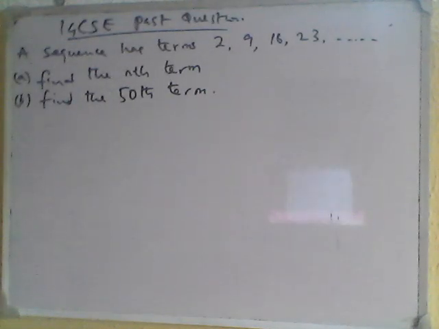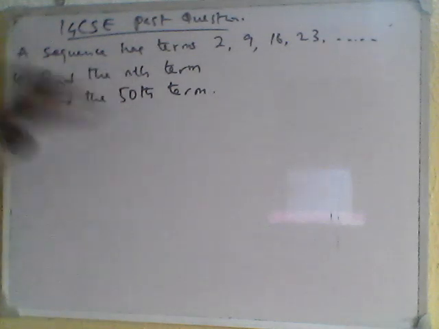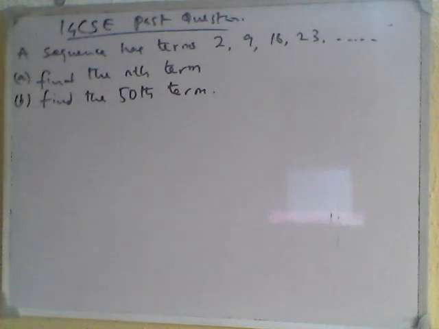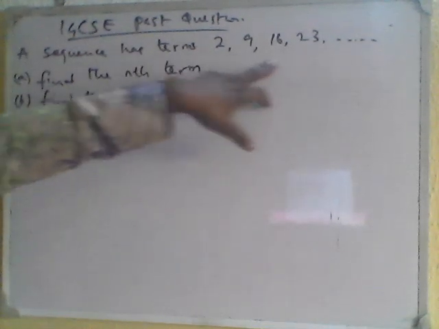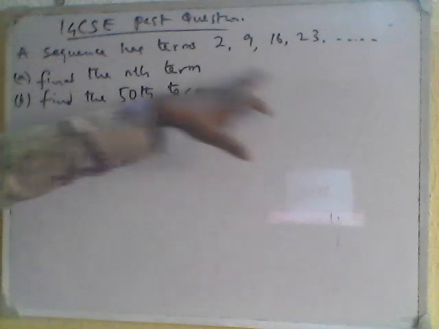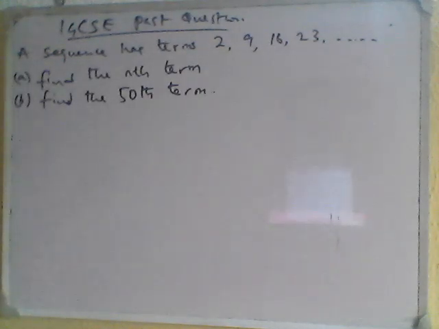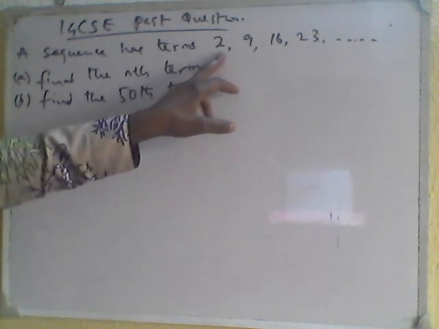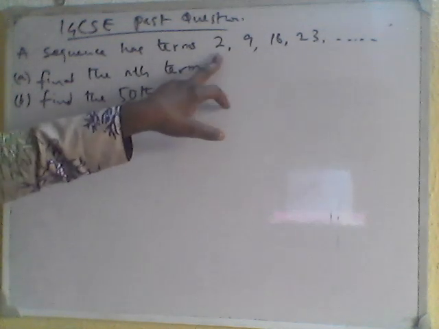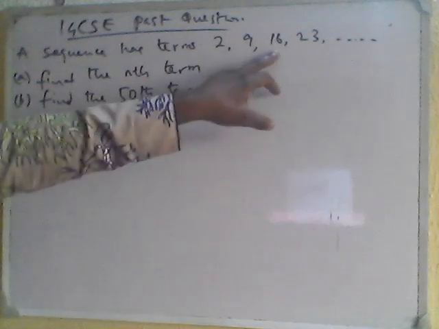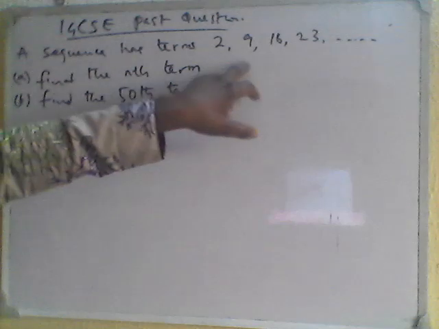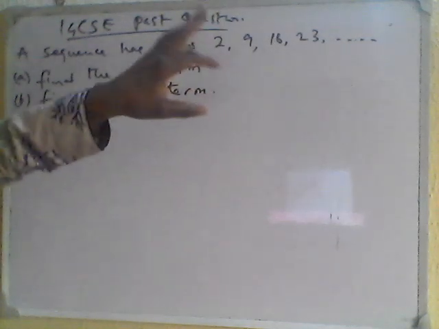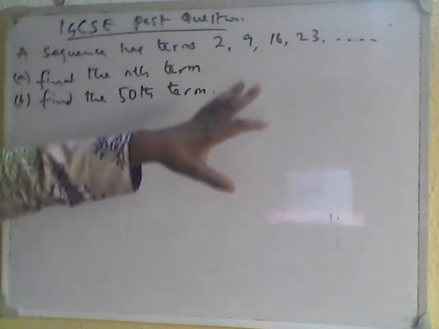Okay, so we'll quickly look at this particular past question from the IGCSE. It said a sequence has terms 2, 9, 16, 23. So the first thing you do, identify what kind of sequence. Is it an AP or a GP? AP means arithmetic progression, and GP means geometric progression. So from here, you see that the difference between 9 and 2 is 7, and 16 minus 9 is 7. 23 minus 16 is also 7. So the difference is a constant, 7. It shows that we are having an AP, arithmetic progression.